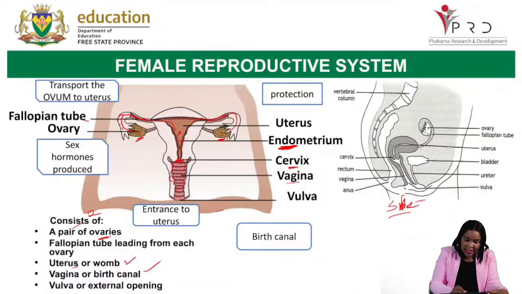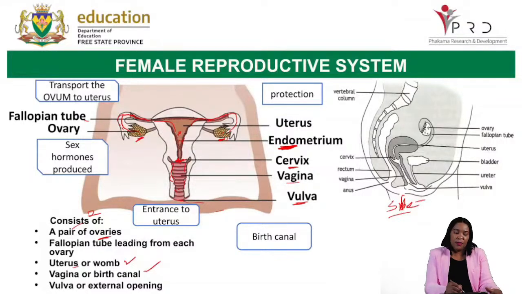And then the external opening, which is the outside of this female reproductive system, will be the vulva. So these are the parts that the female reproductive system comprises of. But there is a lot that is happening in the ovaries that we need to look at, so we will delve into all those processes.